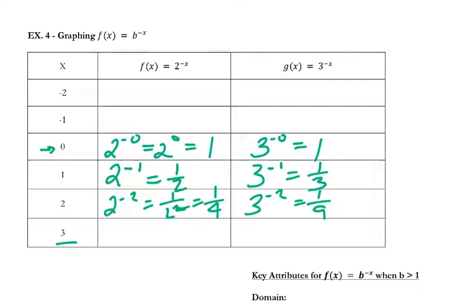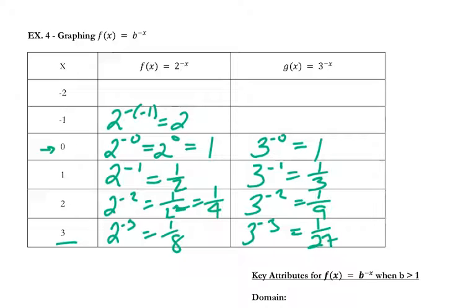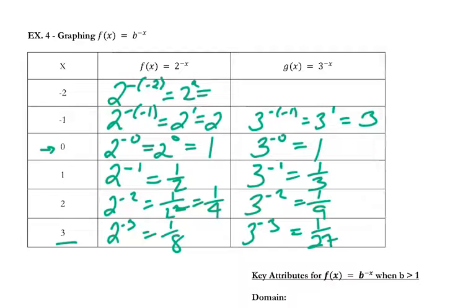The third power you probably don't need to do, but we can do it. 2 to the negative 3 is 1/8, 3 to the negative 3 is 1/27. This should all be non-calculator. Okay, now we have 2 to the negative x, and x is negative 1. So this is really 2 to the 1, which is just 2. 3 to the negative negative 1 is also 3 to the first power, which is 3. Then we plug in negative 2. So 2 squared, which is 4. And we have 3 to the negative negative 2, which is 9.